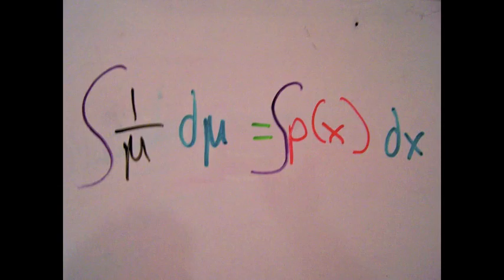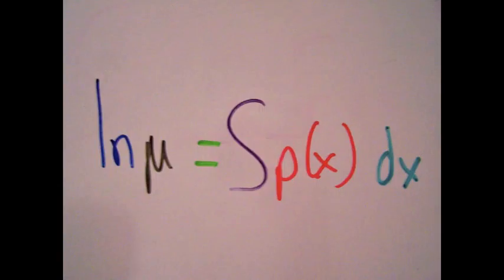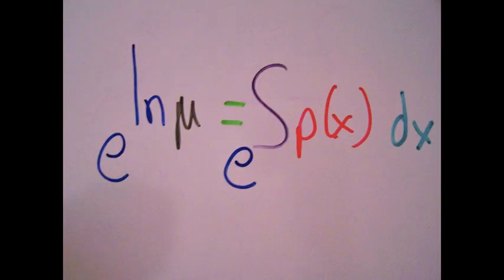First, we separate our variables by dividing by mu. Then, we integrate. Because we want mu all by itself, we make use of the property that ln always cancels, and make both sides powers of e. This leaves us with mu equals e to the integral of p of x dx.